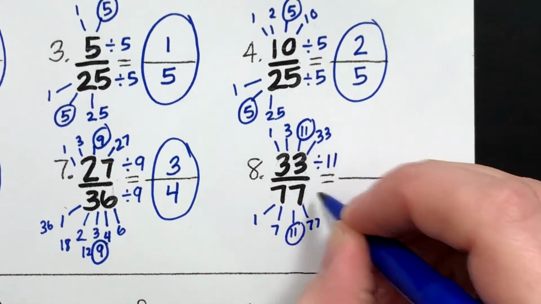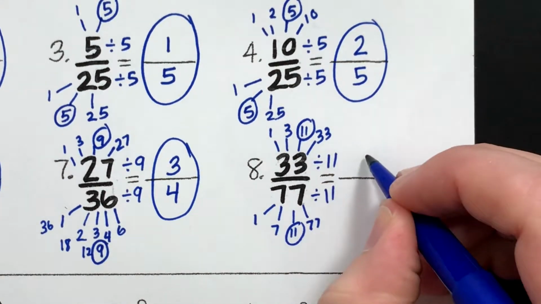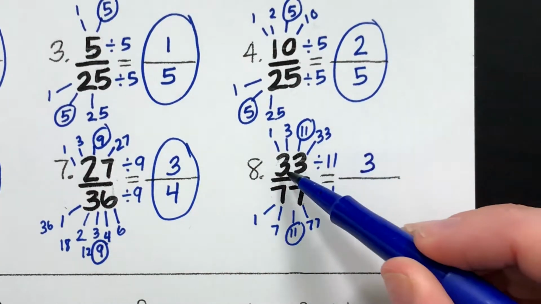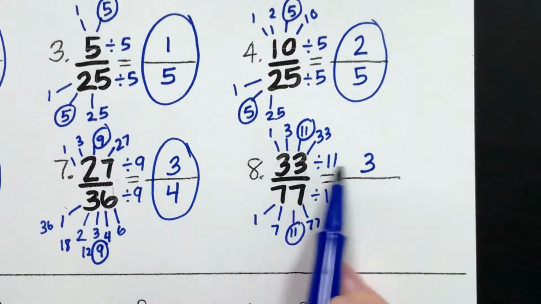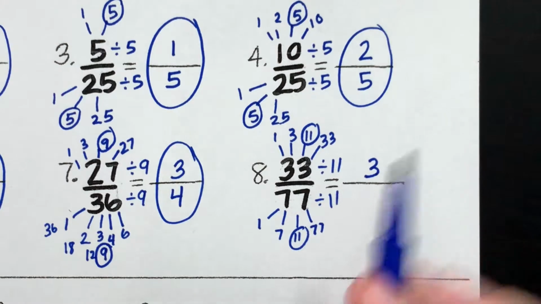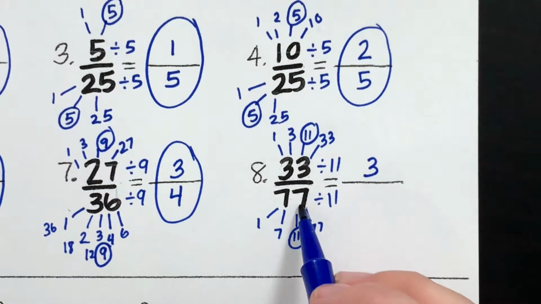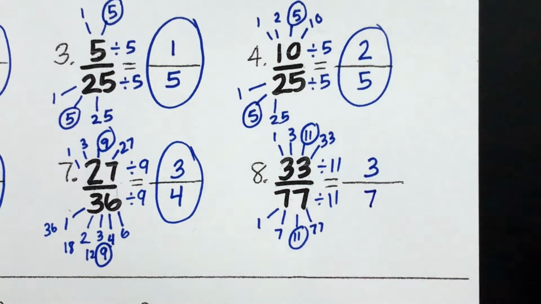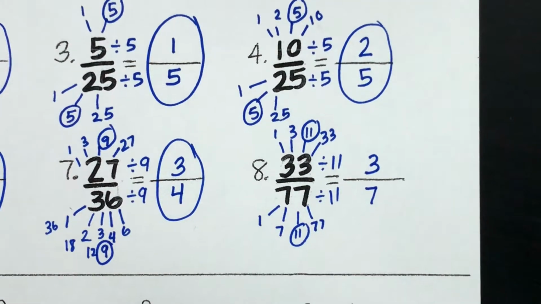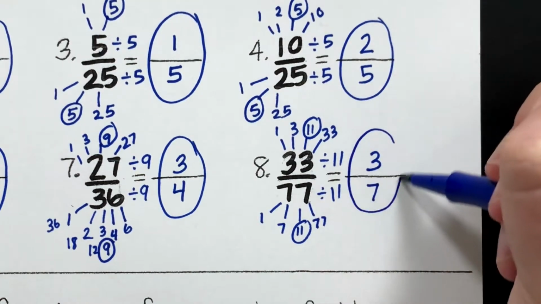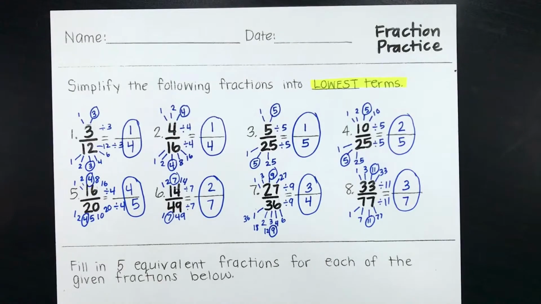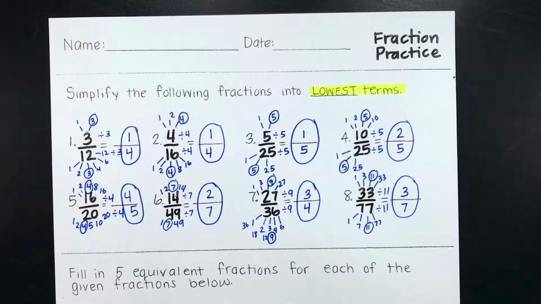So if we divide both sides of this fraction by 11, 33 divided by 11 is 3. I know that because 3 times 11 is 33. Remember, division is the opposite of multiplication, so you can do it back and forth. It's a great way to check your work. So 77 divided by 11 is 7, because 7 times 11 gives me 77. So just a little trick to check your work while you're going through all these fractions, okay? So that is the top section completed.